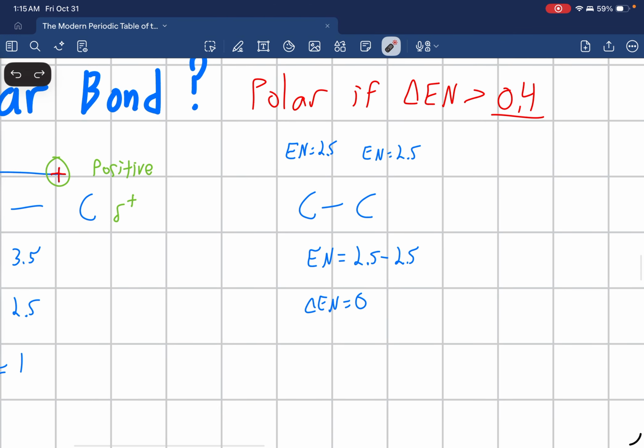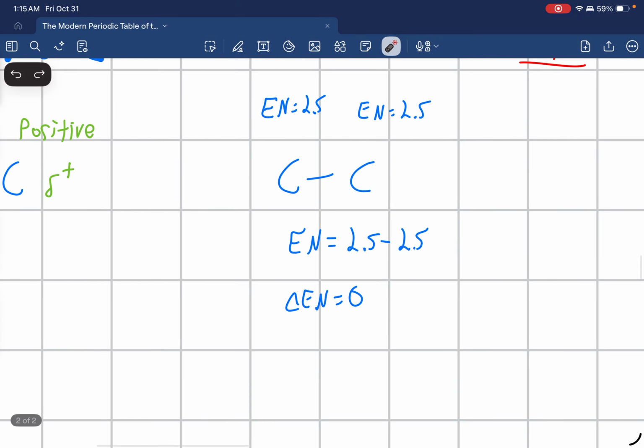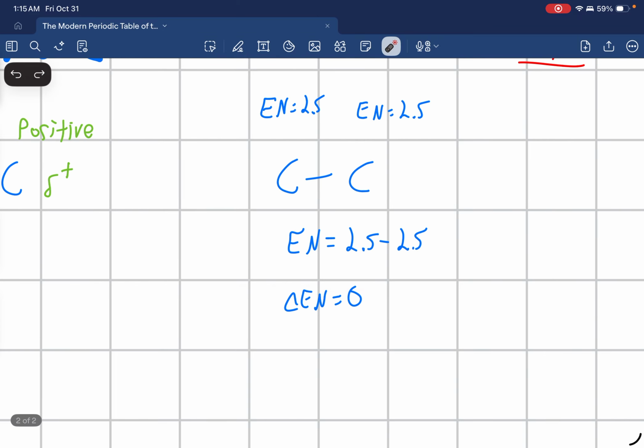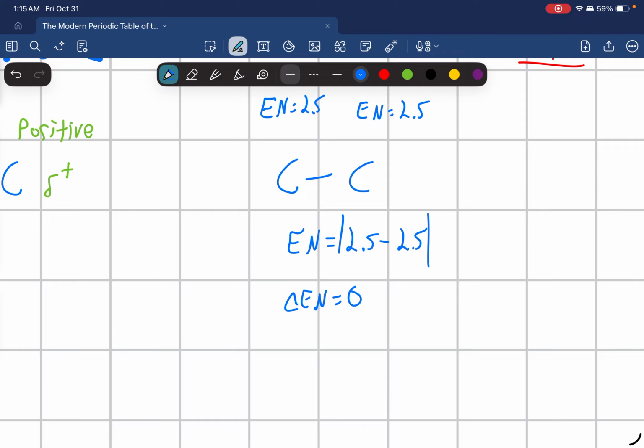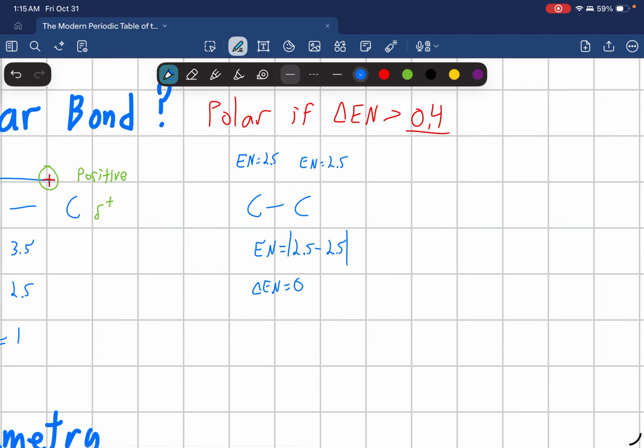So an example is if we just did carbon to carbon, both of these have an electronegativity of 2.5, and when we subtract these with absolute value, we'll get 0. And that would be a non-polar bond. So if you were asked if that's a polar molecule, you'd say no.